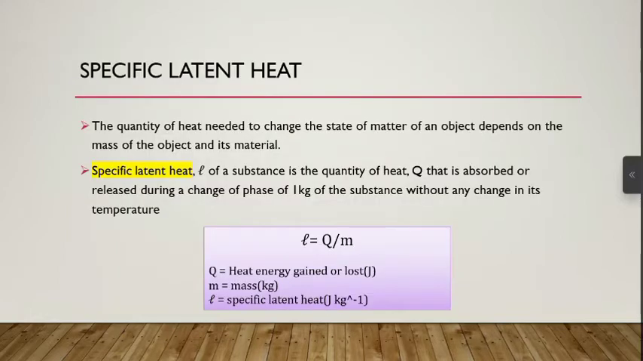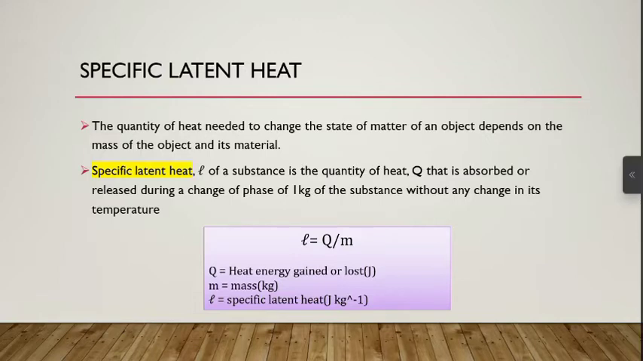Specific latent heat. The quantity of heat needed to change the state of matter of an object depends on the mass of the object and its material. Specific latent heat L of a substance is the quantity of heat Q that is absorbed or released during a change of phase of 1 kg of the substance without any change in its temperature.